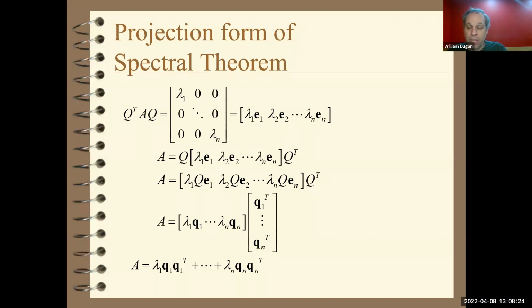Each matrix in that sum is formed by taking a particular column of Q, written as a column matrix, taking its transpose and multiplying the column form by the row form to get a square matrix, and then multiplying it by an eigenvalue.